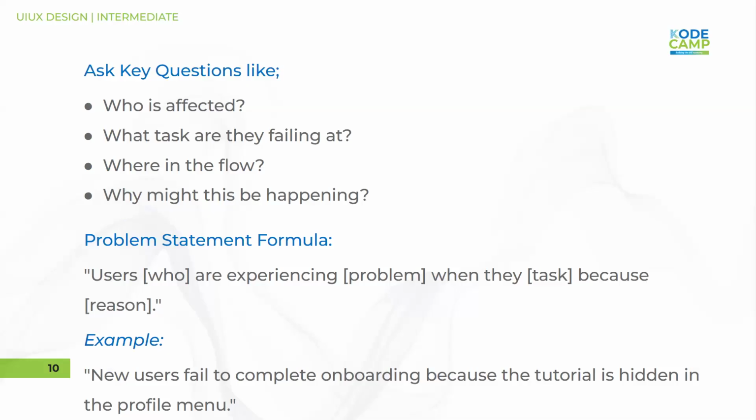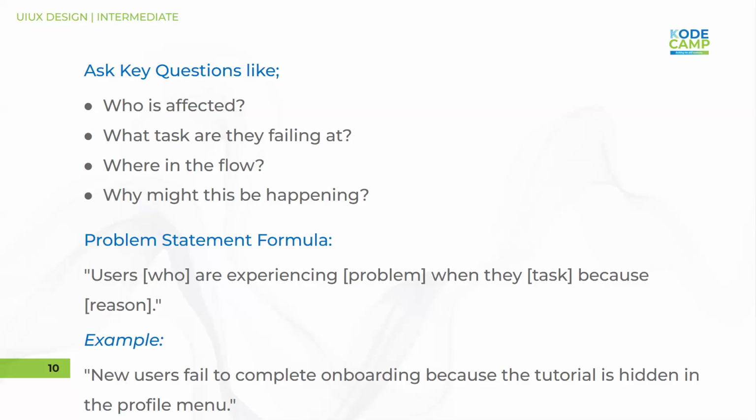And we have a problem statement formula here. Users, that's the who, are experiencing, you now put the problem, when they are, what were they trying to do when they experience this problem, and why are they experiencing this problem, because you now put the reason. So always ask yourself who is affected, what can't they do, where are they stuck, and why might this be happening.